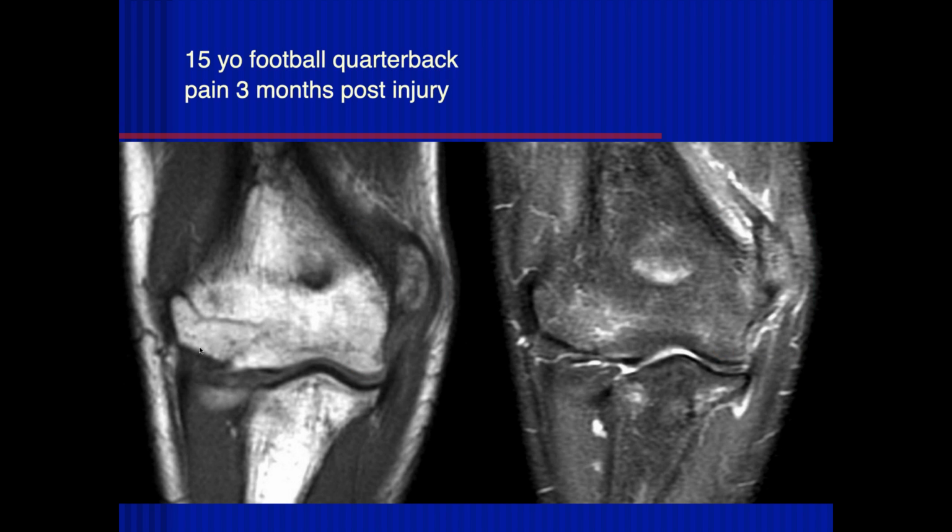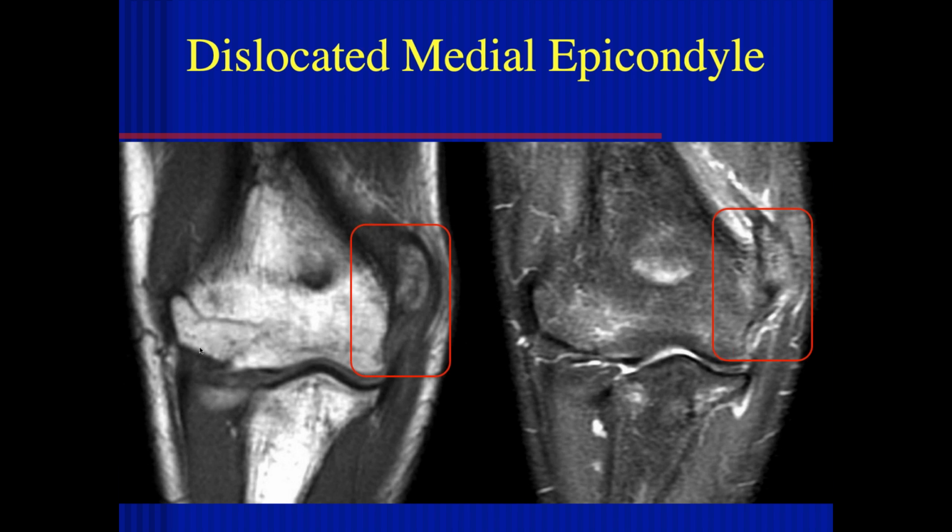So this is a 15-year-old football quarterback, had pain for 3 months after an injury. You can see that the medial epicondyle is avulsed and proximally retracted a little bit. There's a lot of edema there, and I'd like to see if the ulnar collateral ligament's still intact, but I doubt it.